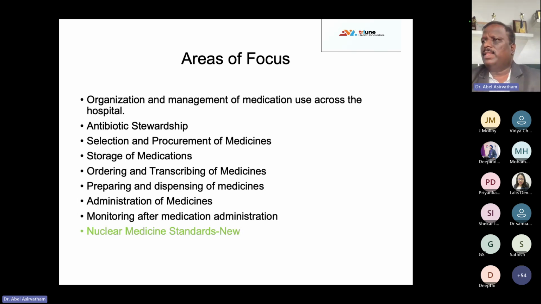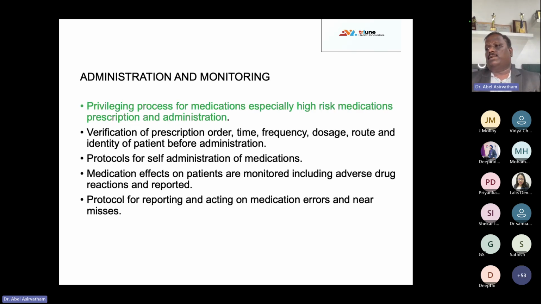We'll read about it. Then administration monitoring, privileging process for medication, especially high-risk medication prescription methods. For example, chemo drugs, we give privilege only to the medical oncologist. And for some of the anticoagulants, like heparin, you give them privilege. The duty medical officer will not be in a position to change the dose for heparin. It is only minimum by MD general medicine. Like that, we give the privileging process. Again, it depends upon the hospital policy. Preferably, privilege to these high-risk medications is based on the training which the doctor undergoes.